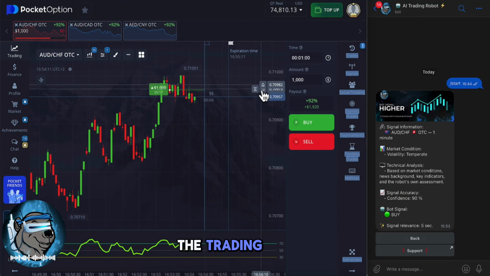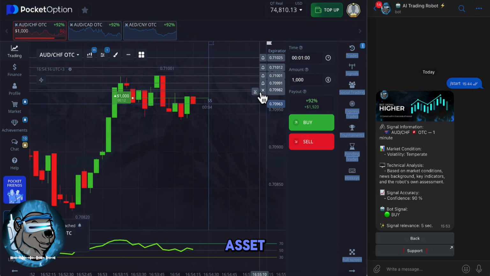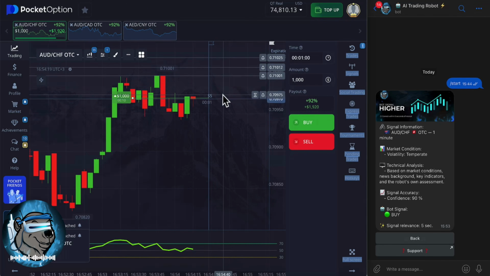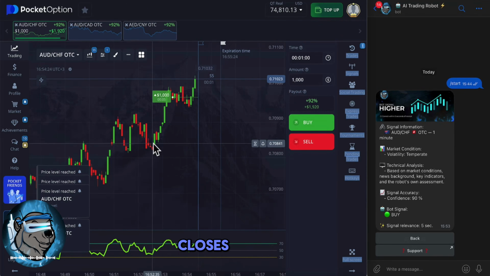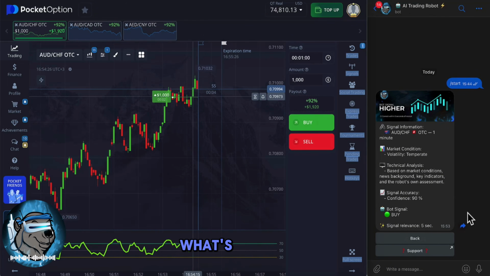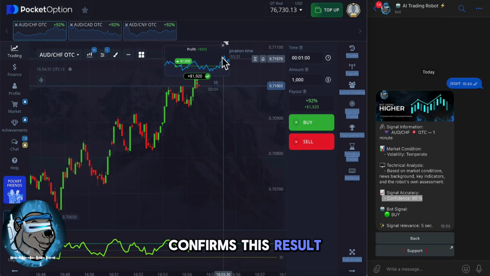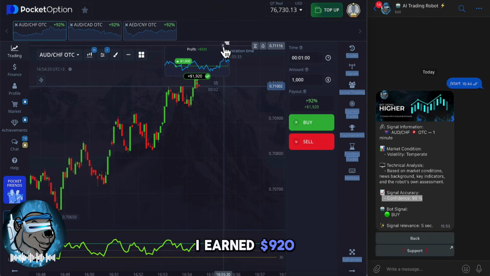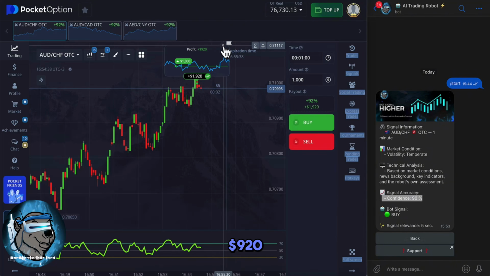Based on this, the trading robot is convinced that due to the large volumes of financial investment in this asset, the price will continue to rise. As I mentioned earlier, the most important thing for me is simply that this trade closes above this entry point, which is exactly what's happening. And the 90% signal accuracy fully confirms this result. I earned $920. So my profit for the day was 3 times $920.